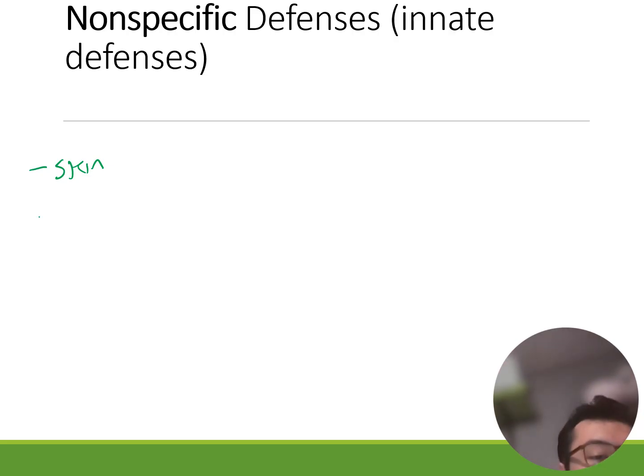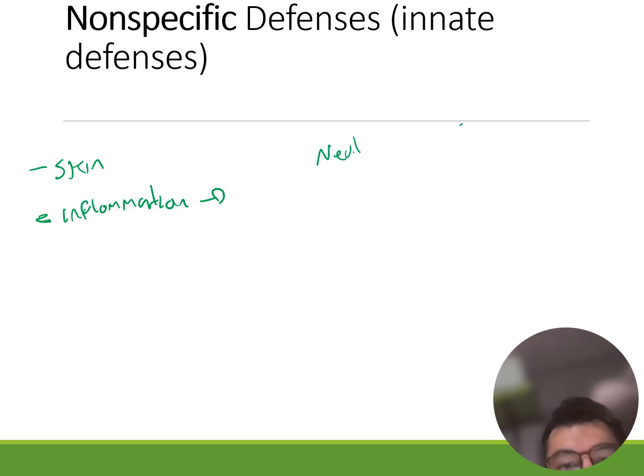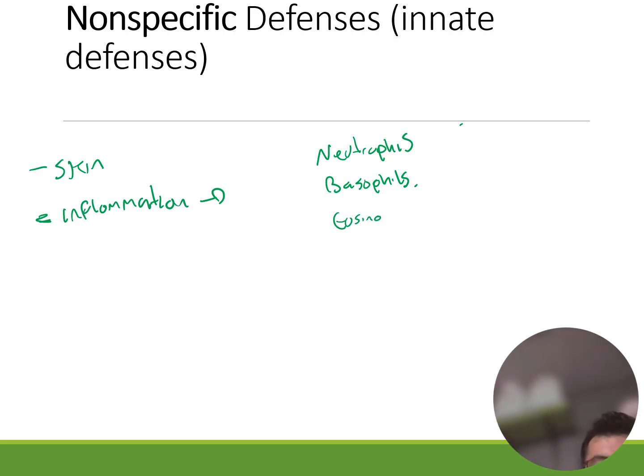But if they do break in, your body has a host of mechanisms to attack this, even if it doesn't know which pathogen is inside your body. And I want you to think of inflammation as a form to destroy pathogens. Remember that we have neutrophils, we have basophils as non-specific, and eosinophils as non-specific. Basophils are filled with heparin and histamine.